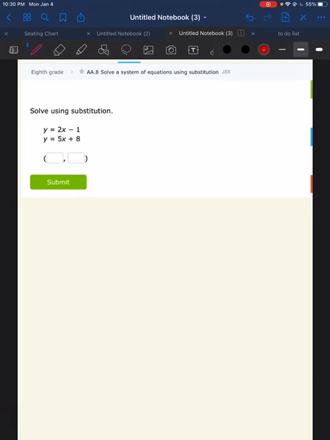Okay, this one is a little bit trickier. I'm going to take this first one and just put that in for the y here. So it's going to look like 2x minus 1 equals 5x plus 8. And then we have our usual variables on both sides. So I'm just going to solve like a normal equation.